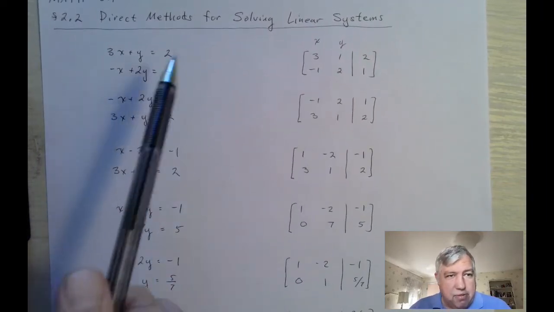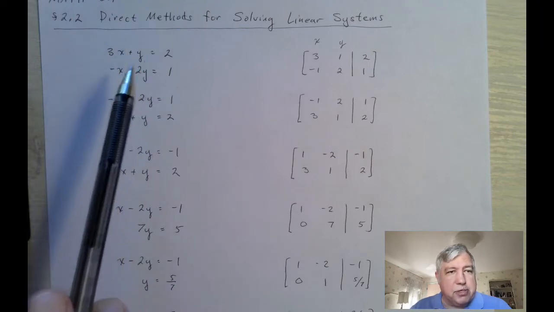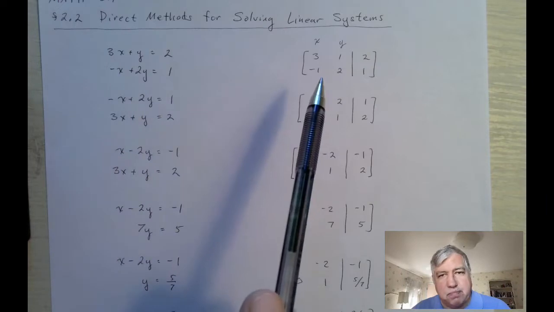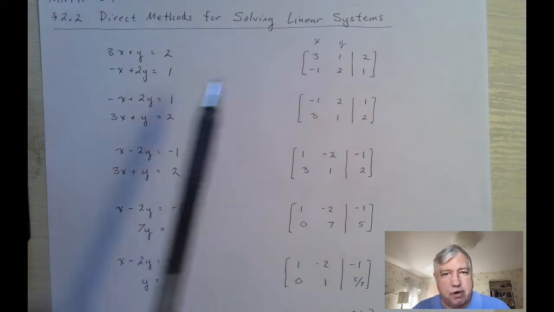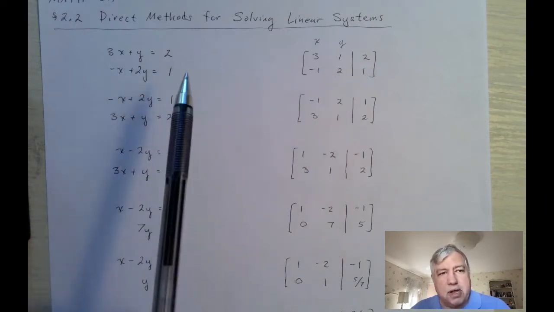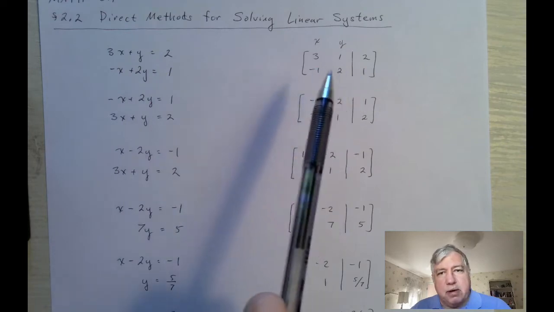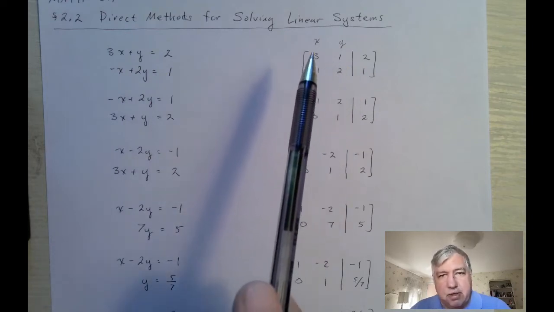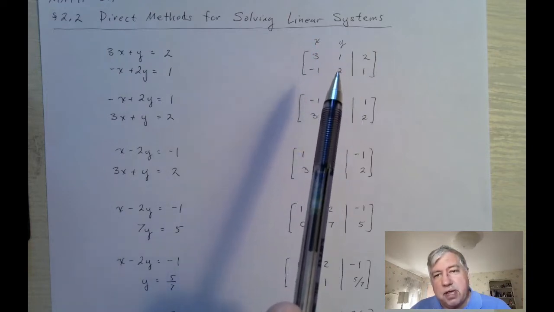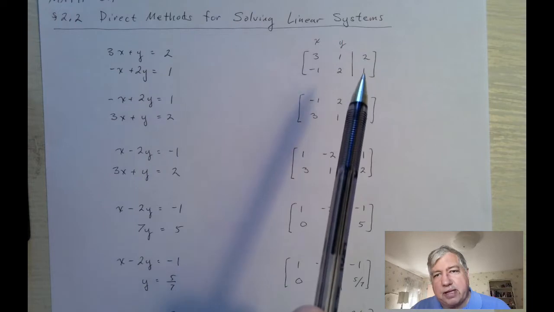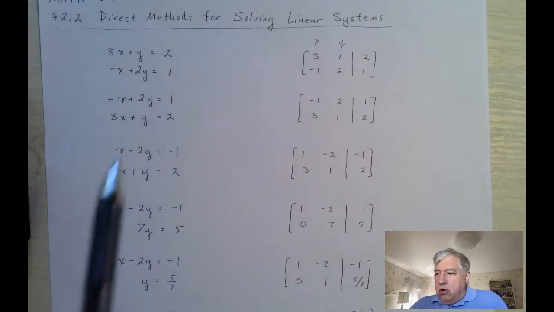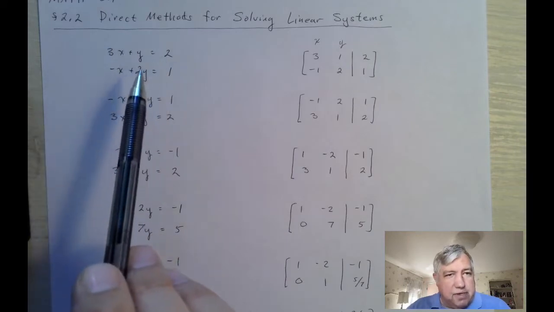So start with this system of two equations, two unknowns, and we know that this corresponds to this augmented matrix, where we just take the coefficients and the constant terms, and they become the entries of this matrix. And so the numbers in the first column correspond to the x coefficients, the second column the y coefficients, and the last column is the constants. So let's solve this system.